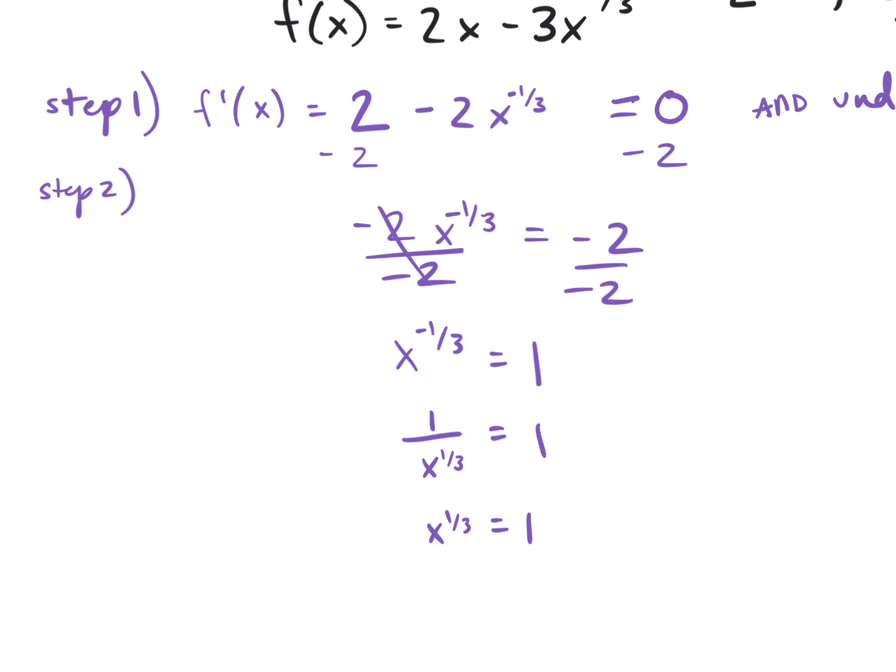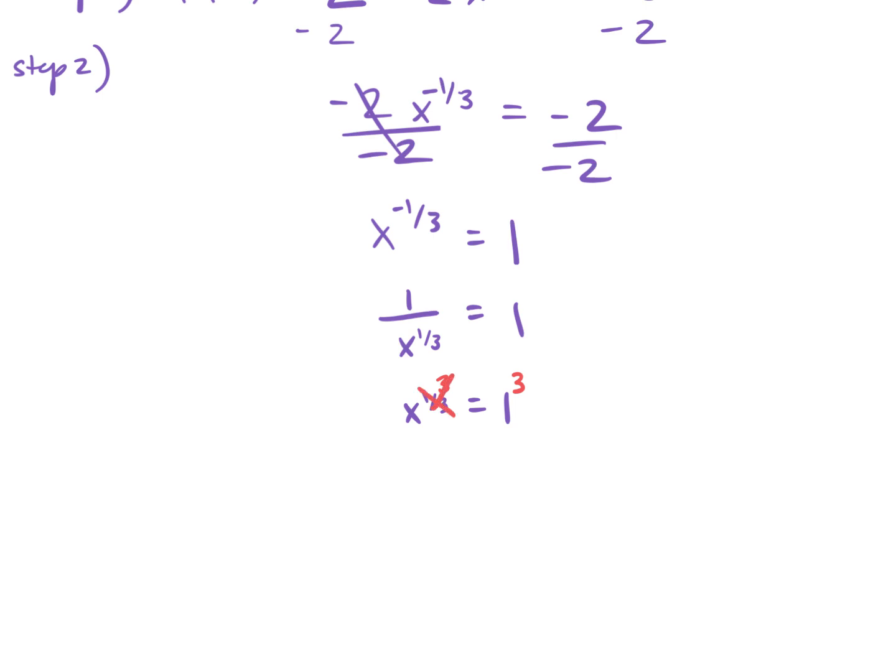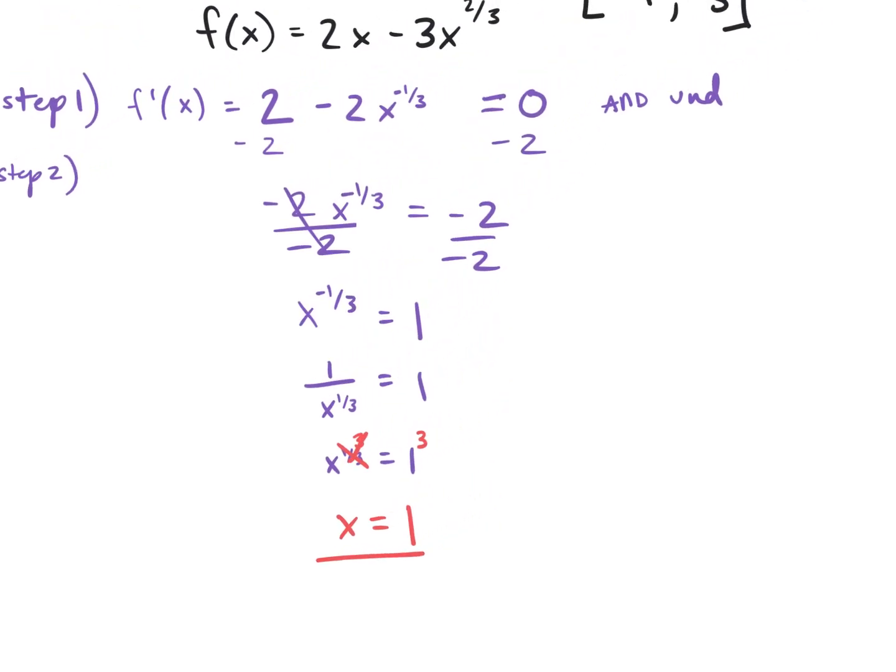How do I get rid of that 1/3 from the exponent? What's the reciprocal of 1/3? I'm going to cube both sides. So we raise both sides to the reciprocal, which would be taking it to the 3rd power. So x is equal to, what's 1 to the 3rd power? 1. So this is one of our critical numbers. Sometimes you could have one critical number, you could have 2, you could have 3, you could have as many as possible, I guess. We also want to figure out where this is undefined.